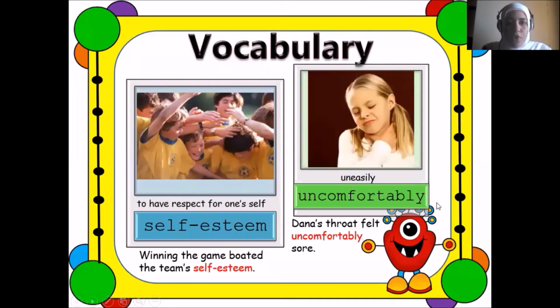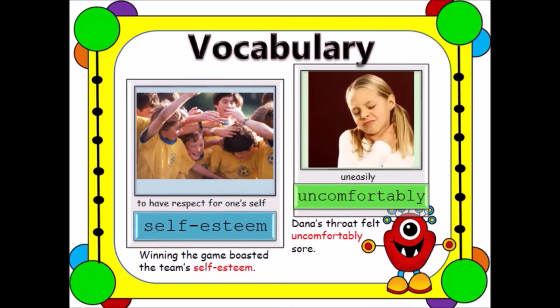We can continue. Self-esteem. Winning the game boosted the team's self-esteem. What happens when you win? When you win a game, for example, you feel proud. You feel that you have more self-confidence. So you have more respect for yourself. So self-esteem means to have respect for one's self.